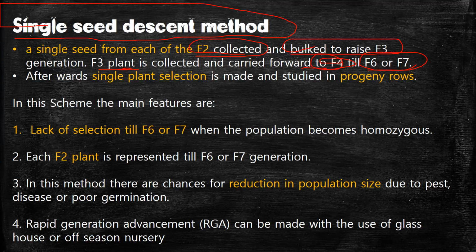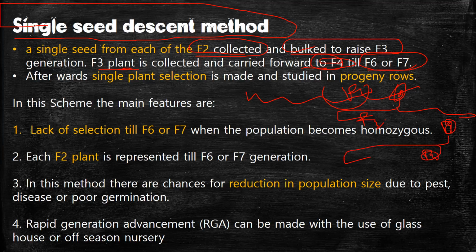So here, from a group of F2 plants, you should select only one plant, and you should develop all the varieties of F3. Again you have to select from F3, and you have to develop all the varieties of F4. This will continue till the F6 or F7 generation. So this is nothing but the single seed descent method. All the plants are being raised from a single seed.